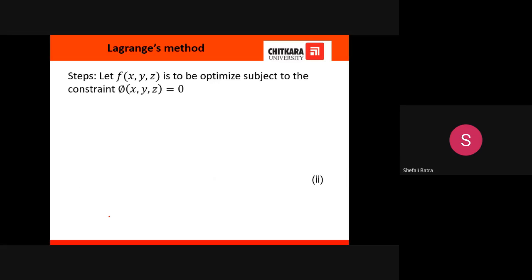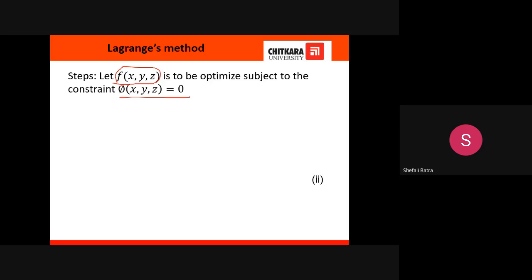So what is this method? Step number 1: let f be the function which is to be optimized, subject to the constraint phi. You need two things, right? There are two things mentioned in your question. First, one function for which you'll be finding the maximum or minimum value, and another is the constraint.